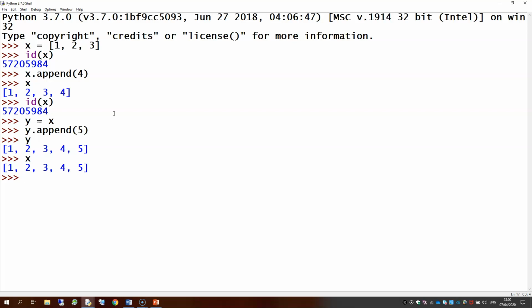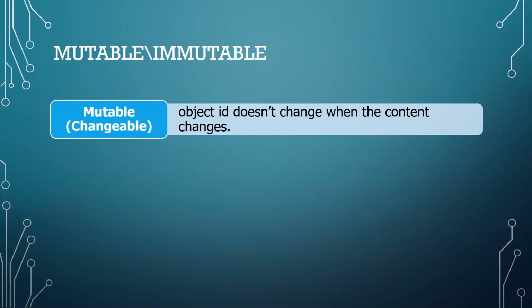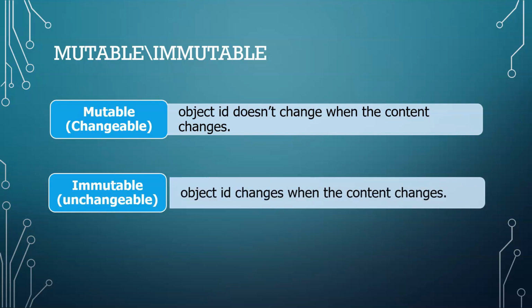So now to clarify this further, let's go back to the PowerPoint. So we understand that mutable means object ID doesn't change when the content of the variable changes, and immutable means object ID changes when the content changes. Let's understand this further by using an animation.